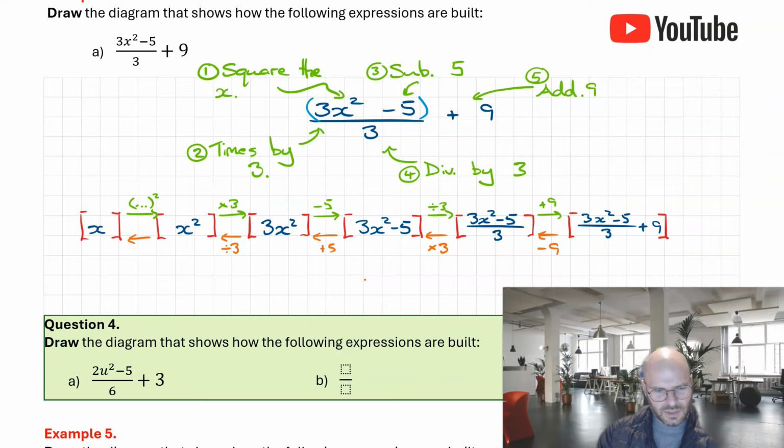And here's a new one. Rather than squaring the value of x, we're going to square root the value of x. So the opposite of square is square root. And thus we construct a flowchart.